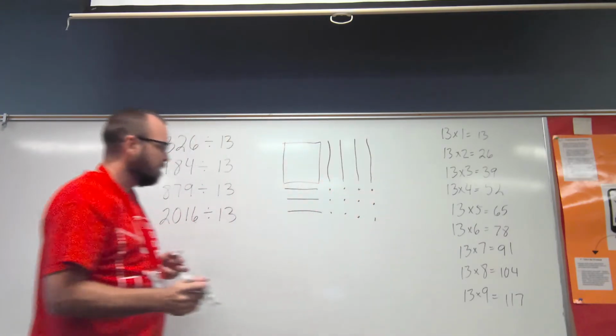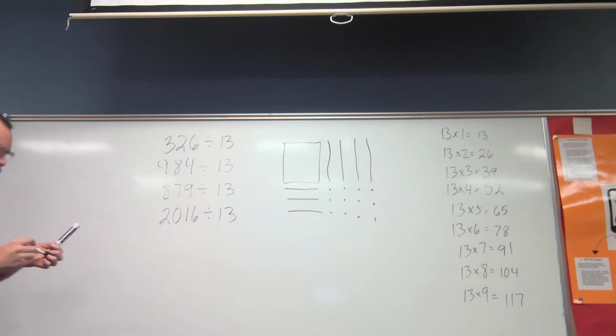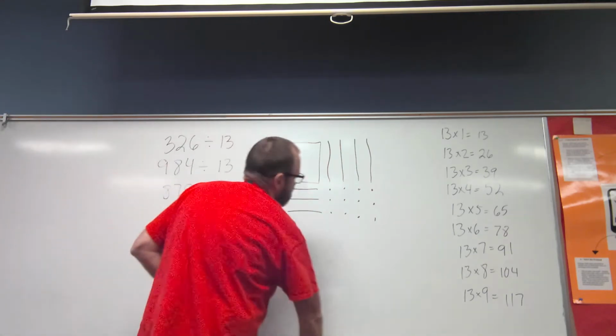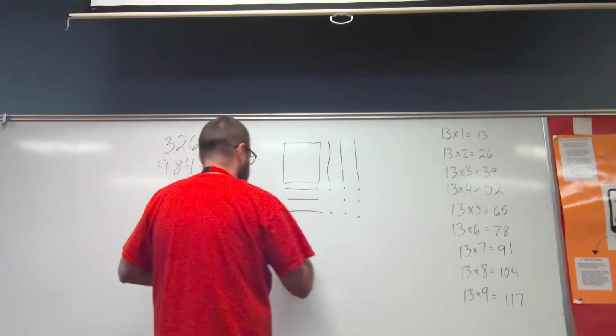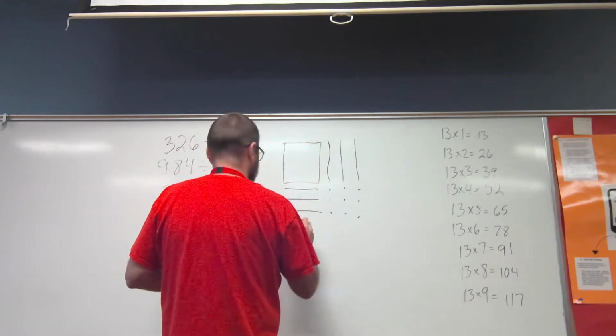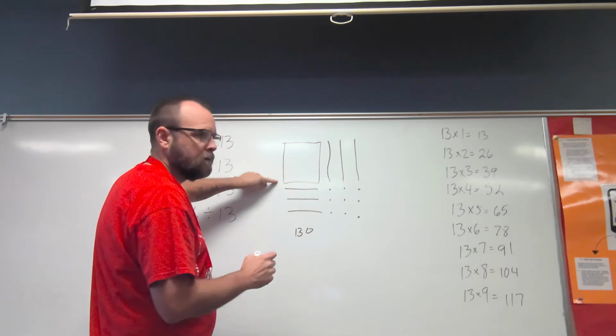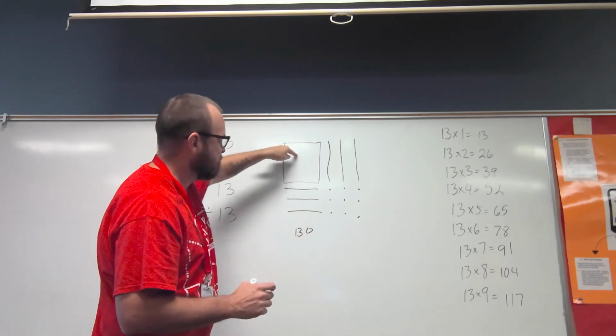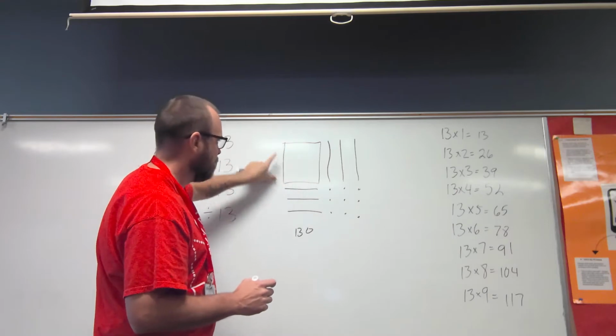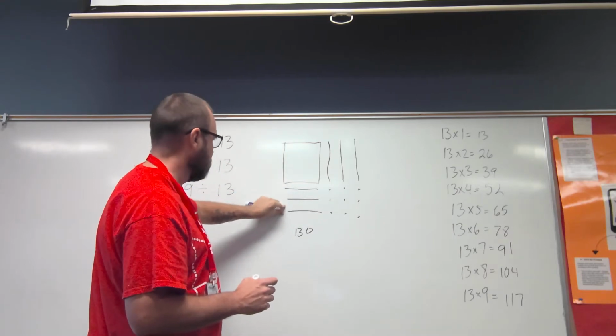How many did I have? I didn't even get this method. I know, that's why I'm trying to go over it. So how many did I need over here? Sorry, I have 130. How do you have 130? Because each one of these is 10. So that's 100, 110, 120, 130.